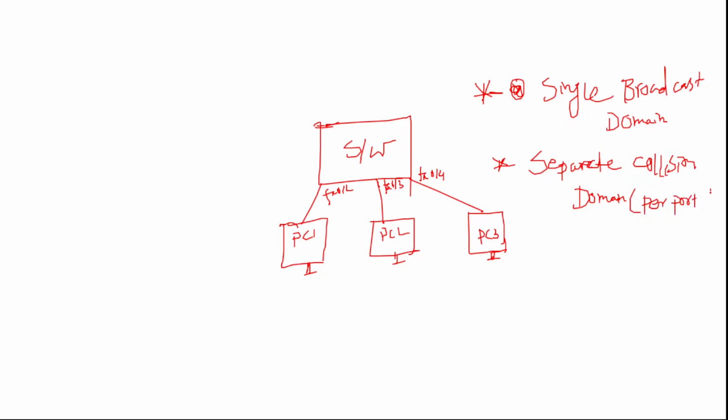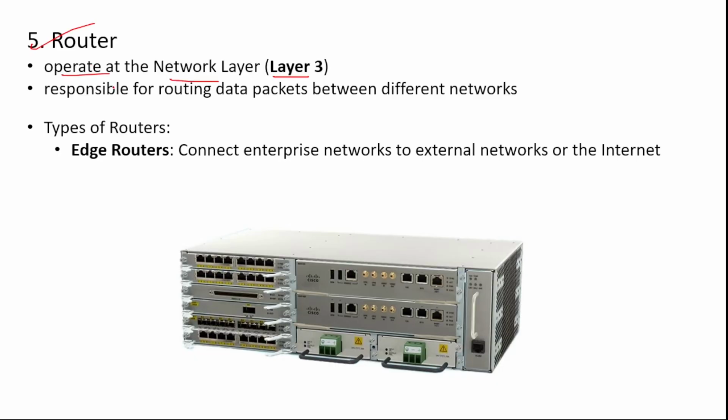So next device is router. A router operates at the network layer, or layer 3 of the OSI model. It is responsible for routing data packets between different networks using the routing table.